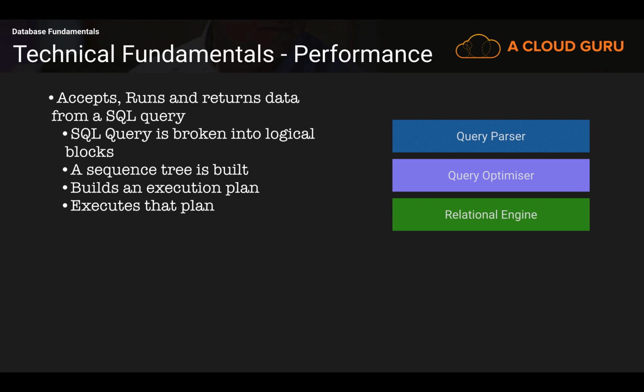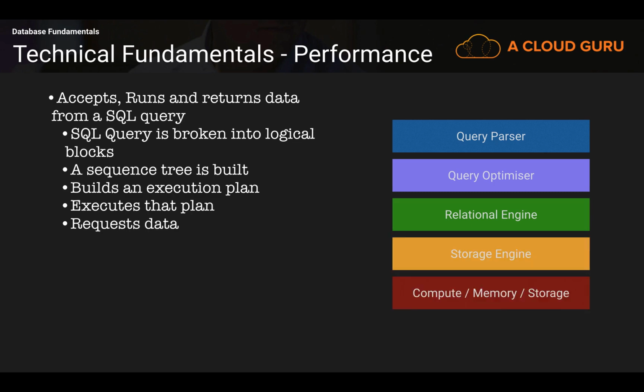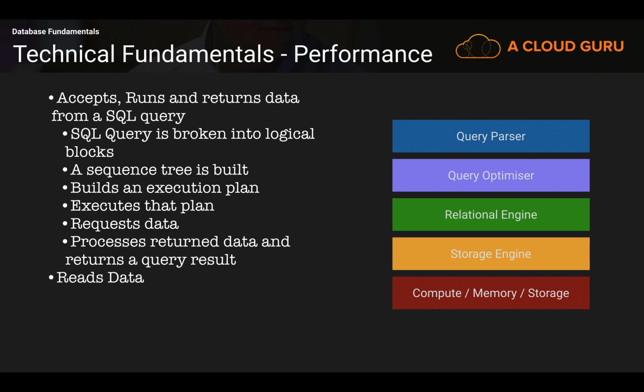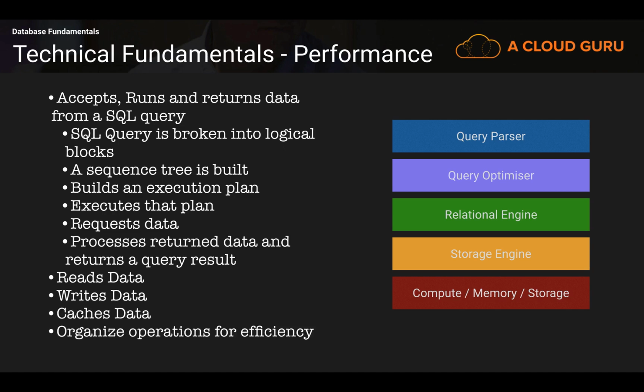The relational engine then executes this plan and passes requests for specific rows and tables to the storage engine. The storage engine then makes calls to the hardware to pull in sections of the raw DB files, either directly from disk or from memory or a fast cache. The data is then processed and combined and returned to the client by the relational database engine. As well as query processing, the database has to read data, write data, and cache data. And finally, it has to organize data for efficiency.